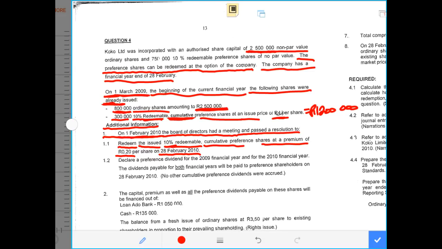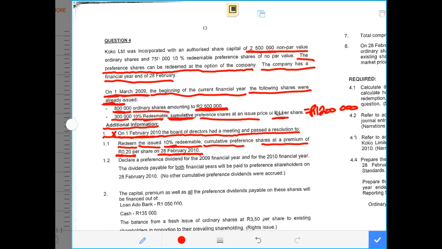A decision was passed by the board of directors on the 1st of February, which is a month before the end of the current accounting period. However, the redemption actually took place at a premium of 20 cents, and that was at the end of the current accounting period, because the current accounting period ends on the 28th of February 2010, meaning the redemption took place at the end of the year.